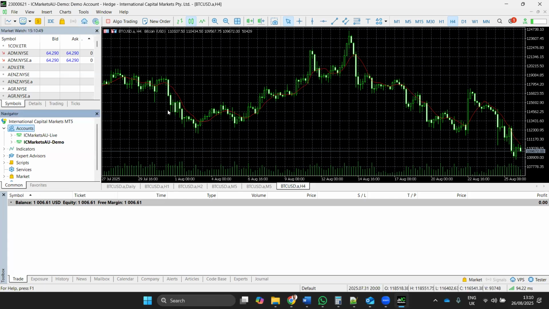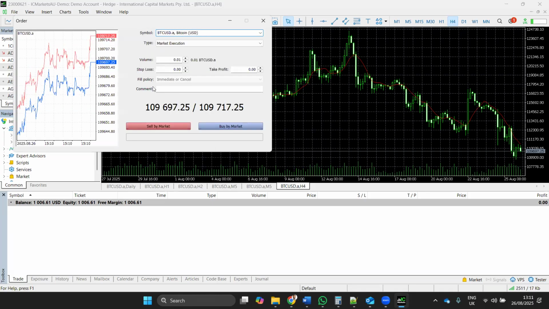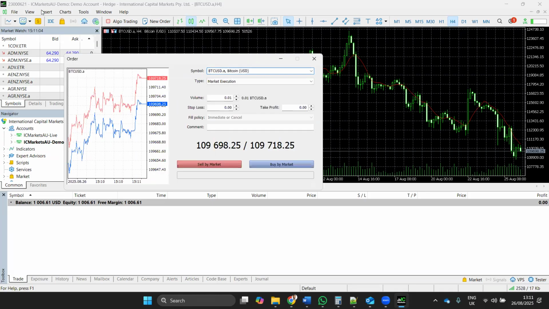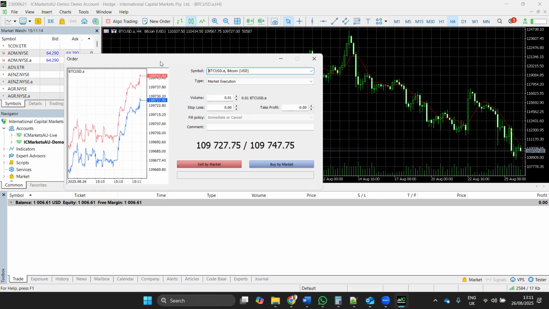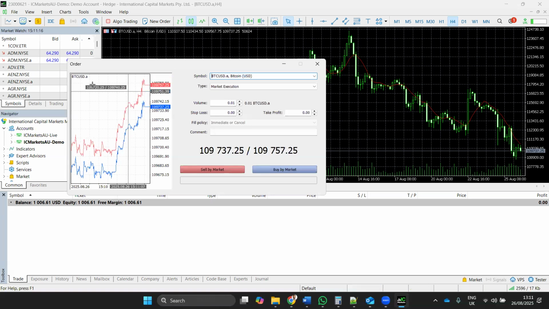So I'm going to give you quite a few different basic concepts of trading and the trading book. When we go and place an order, press F9, or you can go from the menu as well. You can see here are two prices hovering a little bit up and down. At the moment, the asset class we're looking at is BTC USD, Bitcoin.